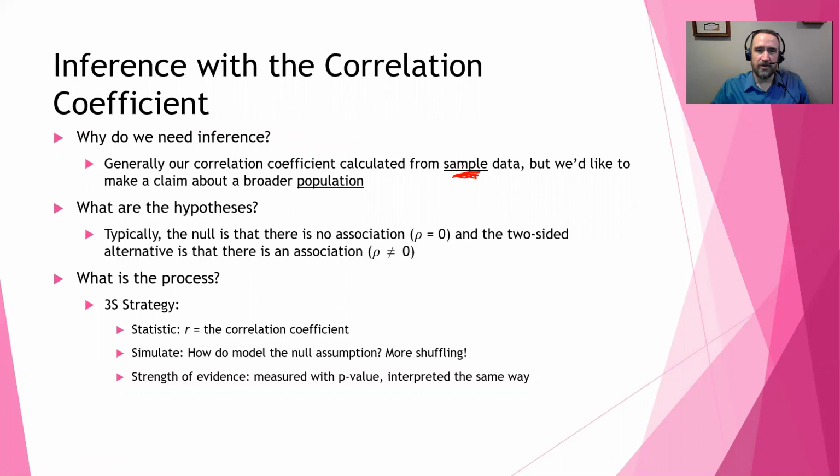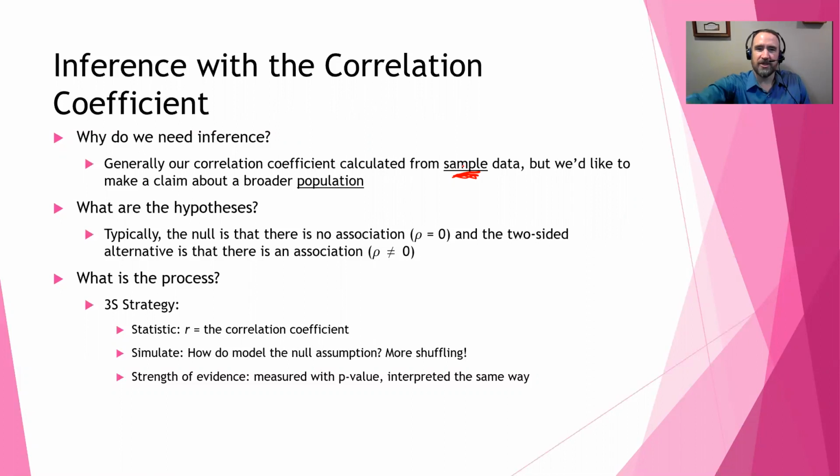So we're going to do a hypothesis test. And what are the hypotheses? Well, we almost always have the same null hypothesis when we're testing a correlation. The null is the same as what we've talked about whenever we have two variables, and here we'll have two quantitative variables. That null is that there's no association between those two variables.